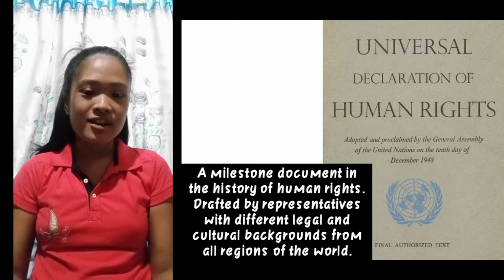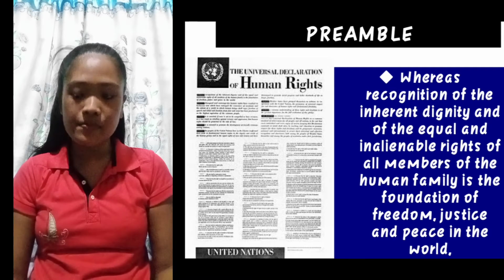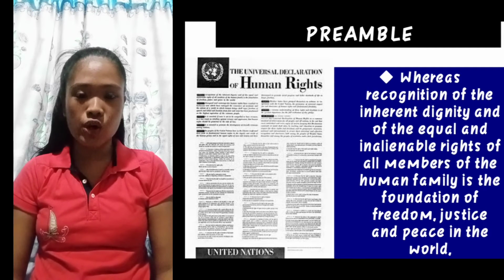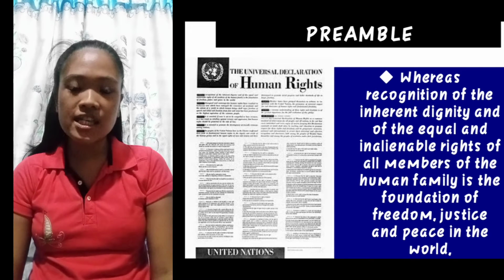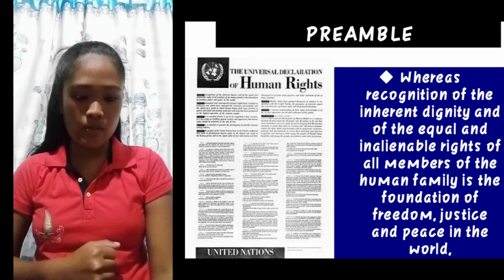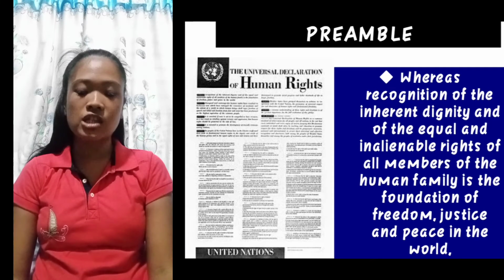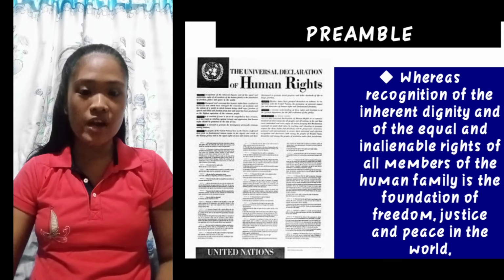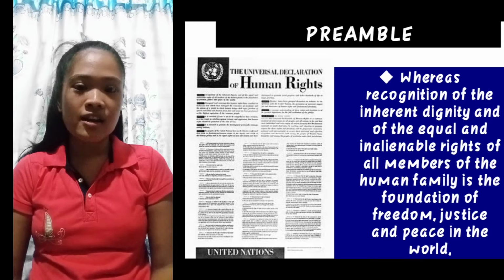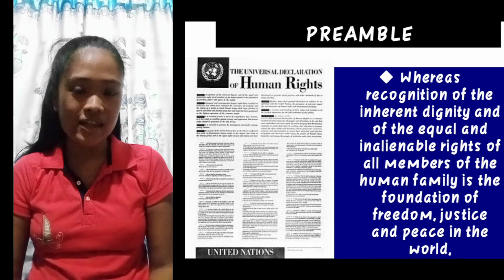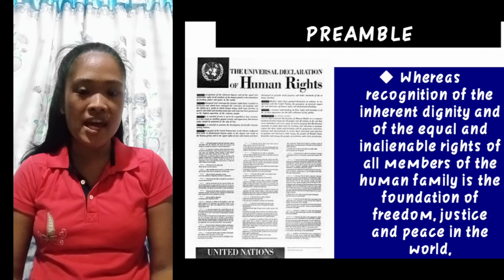So now, the next slide is the preamble. By the way, a preamble is an introductory statement of a legal document, which here is the Universal Declaration of Human Rights. Within it are the reasons and intent behind the adoption of human rights itself. So the preamble states the reason why human rights are being declared.